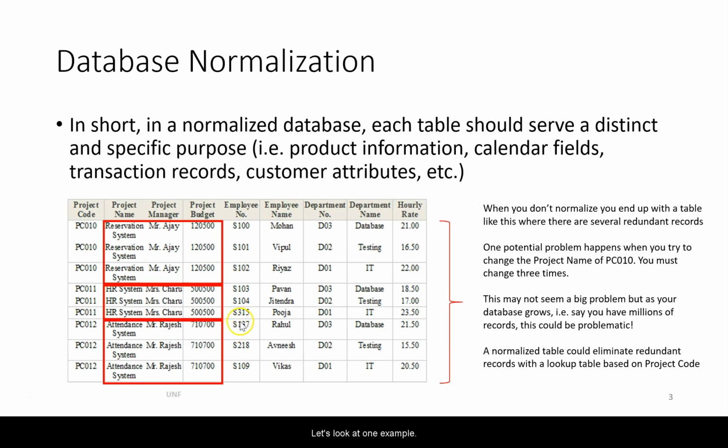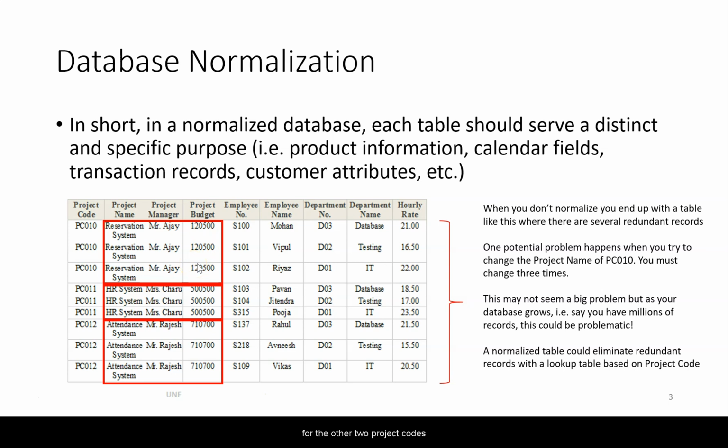Let's look at one example. What happens when you don't normalize your table? Well, immediately you see redundant data. For example, project code PC010 is a reservation system managed by Mr. Ajay with a budget of $120,500. These data appear 3 times in the table.